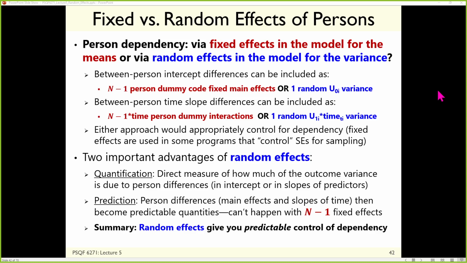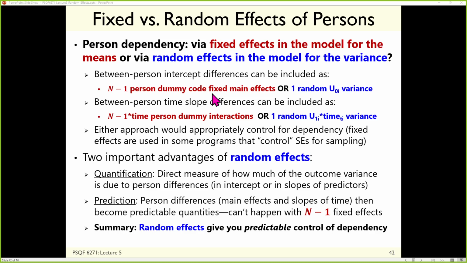Generally speaking, what a fixed effect means is that I am estimating a separate parameter for each person to make an inference about just that person. That's my alternative. So if I wanted to control for constant person dependency due to mean differences, I can either have one random intercept variance as an estimated parameter or n-1 fixed slopes, where I would literally treat person ID as a categorical predictor and put it in the model.